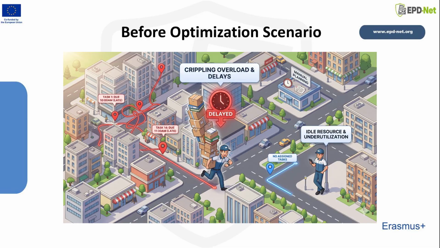These inefficiencies introduce operational risks. Delays may occur, appointments may be missed, and estimated arrival times become unreliable. This situation highlights the limitations of manual planning and creates a clear motivation for applying routing optimization techniques.